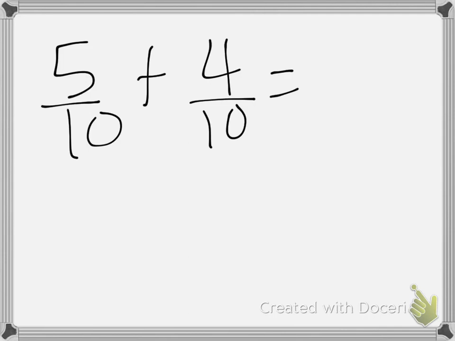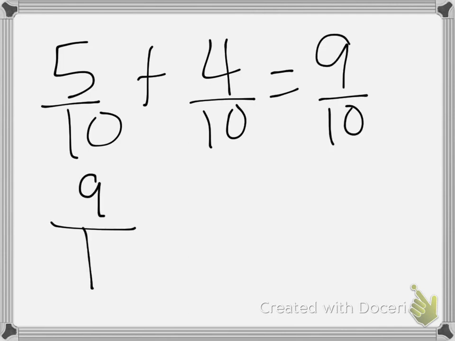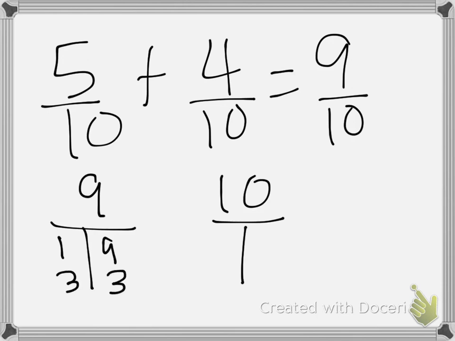Well, the question is 5/10 plus 4/10, 9/10. So we have the T-chart, 9 and 10. This is called simplifying, and the students are asked to get the greatest common factor. So the factors of 9 are 1 and 9, 3 times 3. Then you have 10: 1 and 10, 2 and 5.